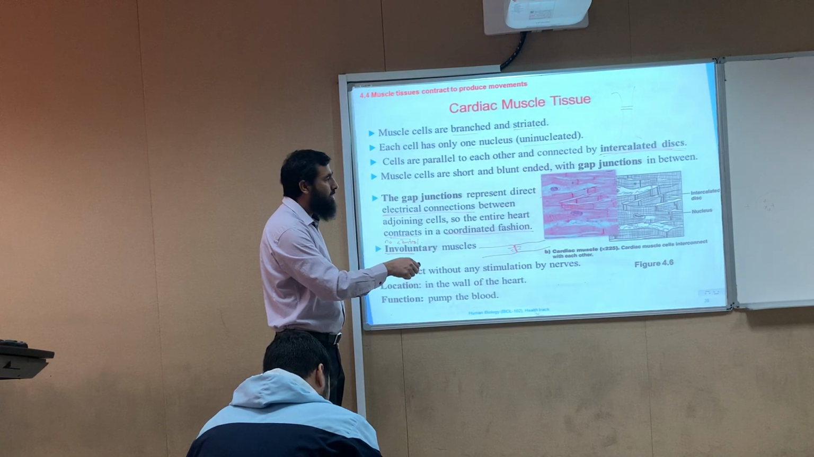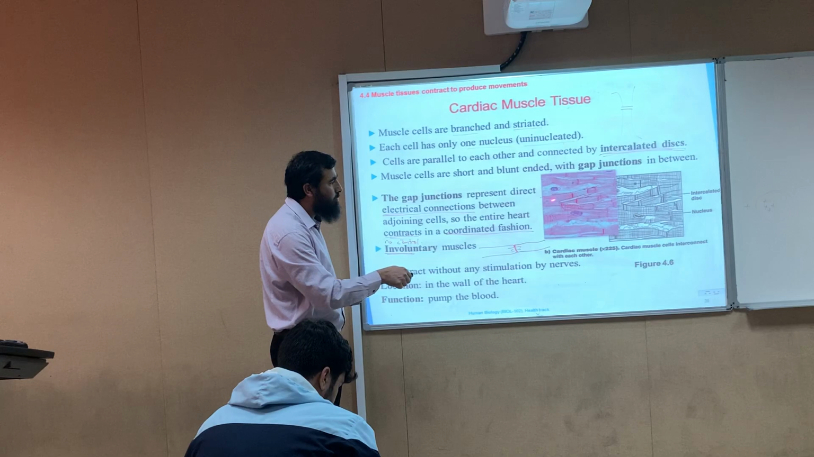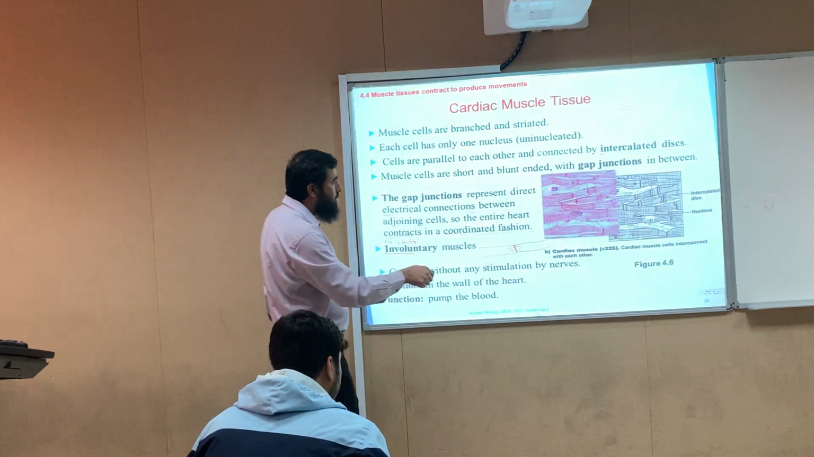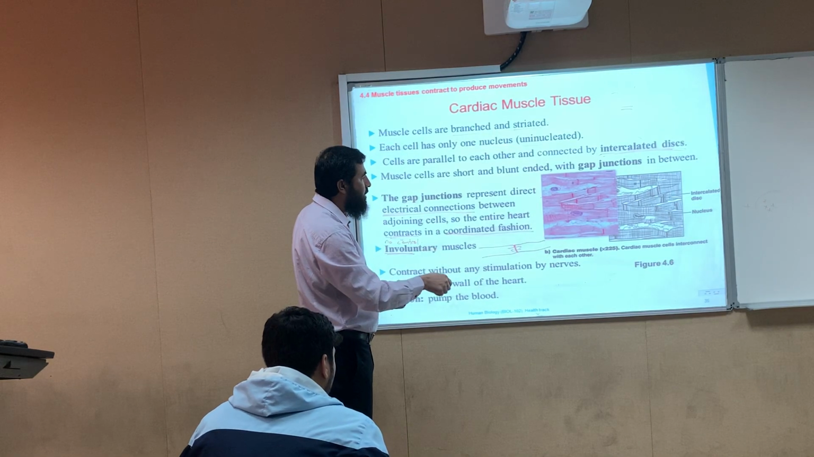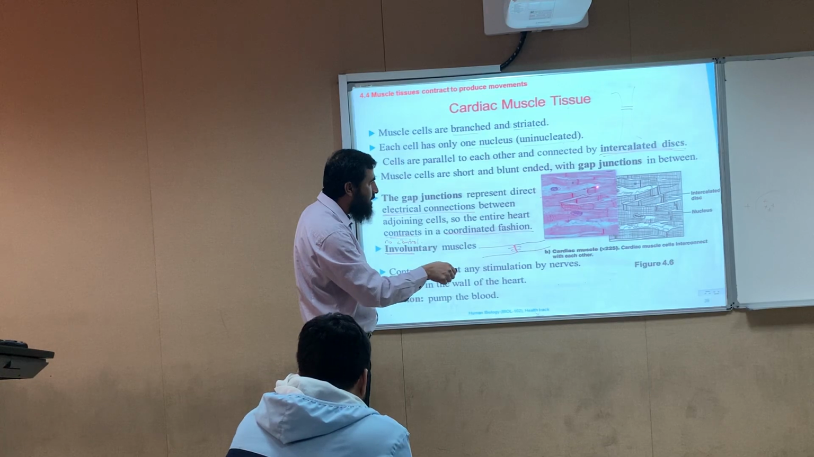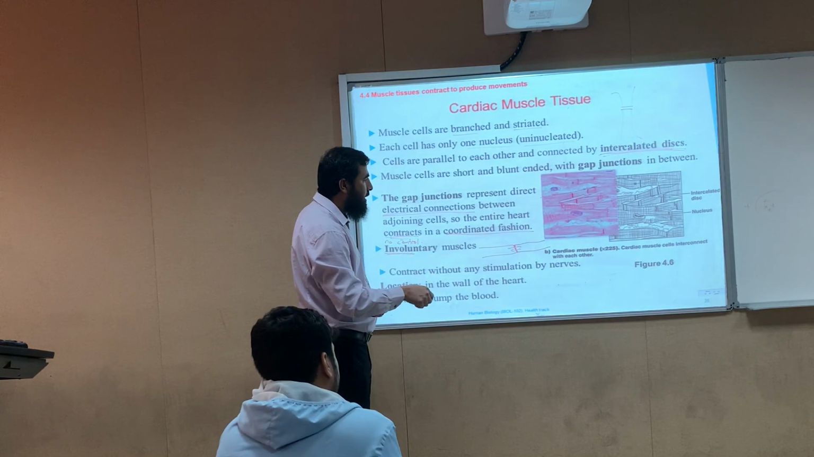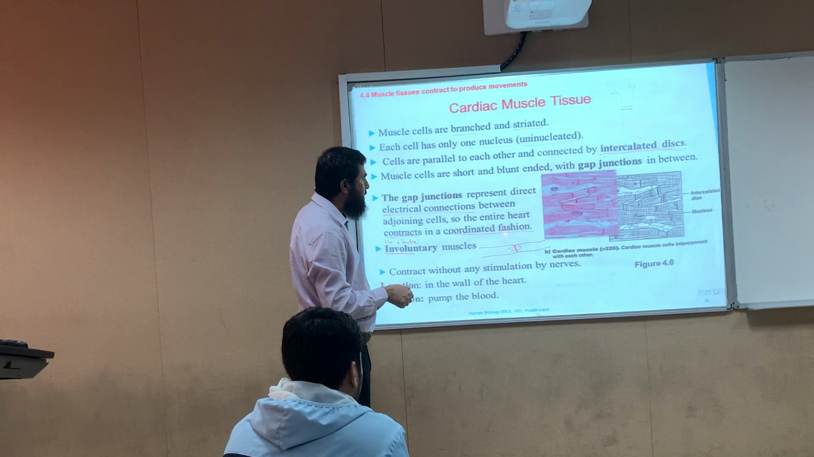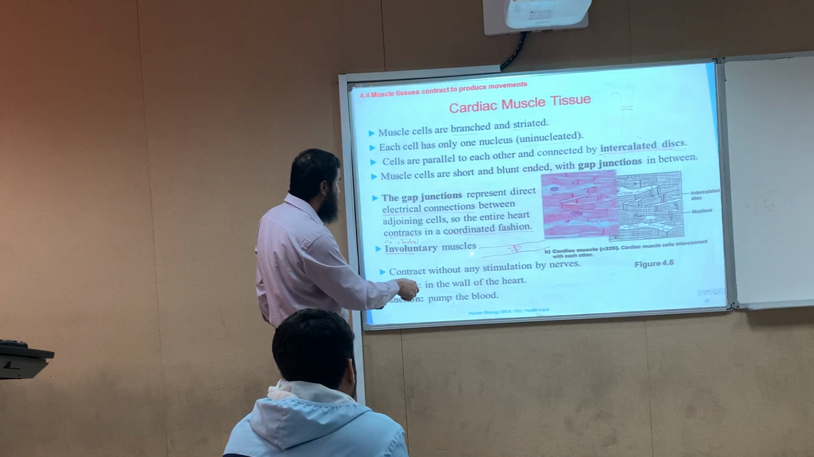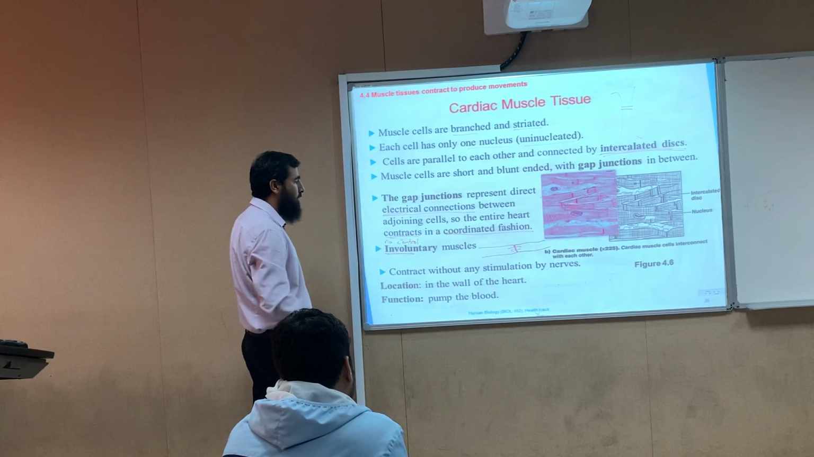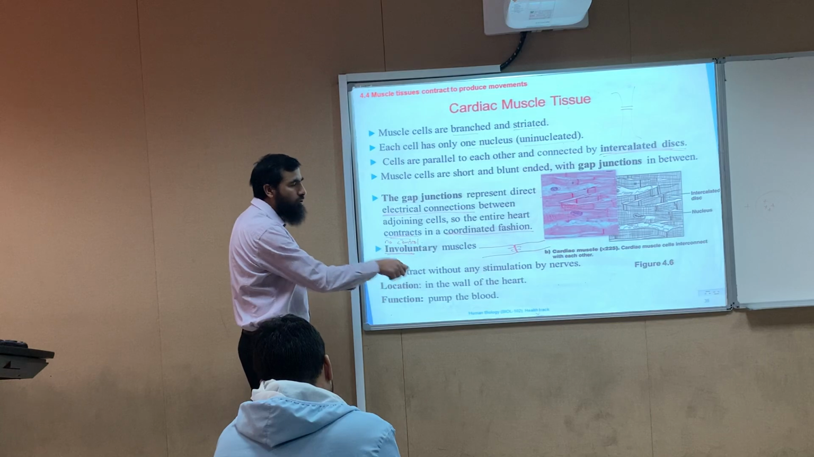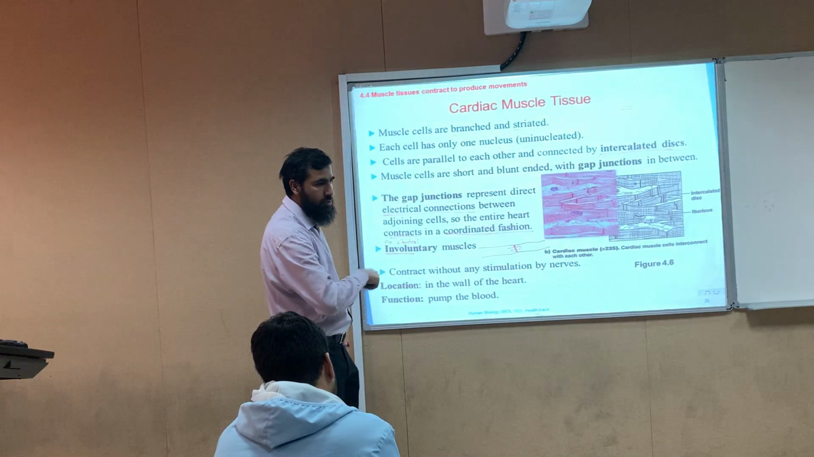Cardiac muscle cells are uninucleated, meaning they have one nucleus. They have the intercalated discs, which are the gap junctions, and they have a branched structure. The other difference is that it's involuntary.